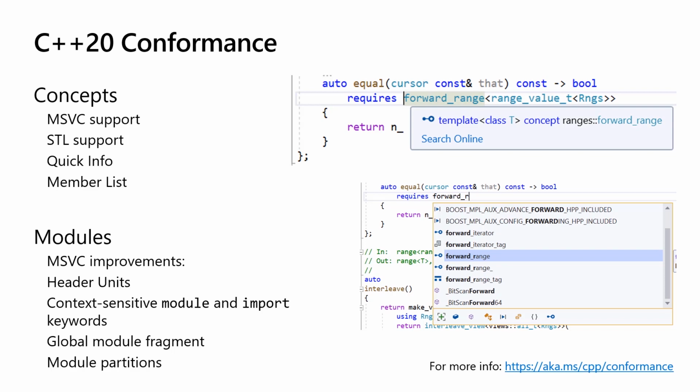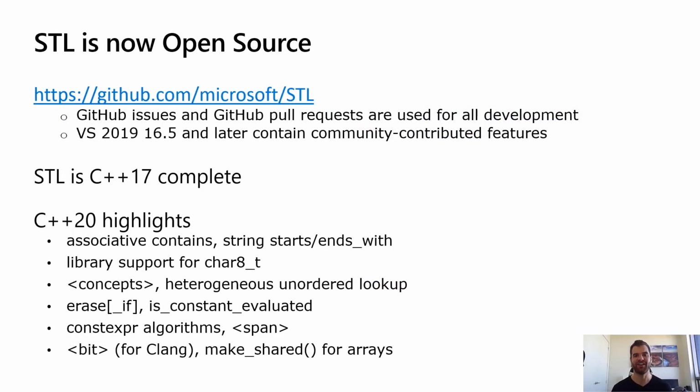Now, speaking of language conformance, let's talk about the STL. Microsoft's implementation of the standard library is now open source. You can go to that GitHub link that I've posted here, and all of our development happens through GitHub issues and pull requests now. It's designed for the MSVC toolset, and it works with the MSVC compiler chain, and it also supports Clang and the EDG compiler. We've completed C++17 support. We're C++17 complete, and here are the C++20 highlights that we've recently added on this slide here. Now, I've listed a few of these highlights, but we definitely need your help, so keep giving us your pull requests and submitting them on GitHub.